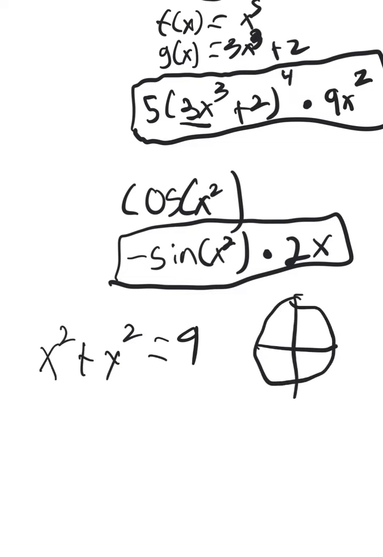Now, this is not a function because, as we see, it doesn't pass the vertical line test. These vertical lines don't only have one value corresponding to each x value. But we can still take the derivative. Like, if we look over here, a tangent line still exists. So how do we find it?